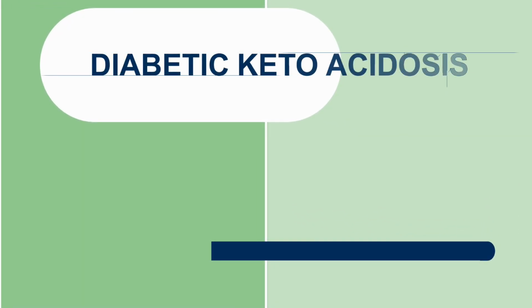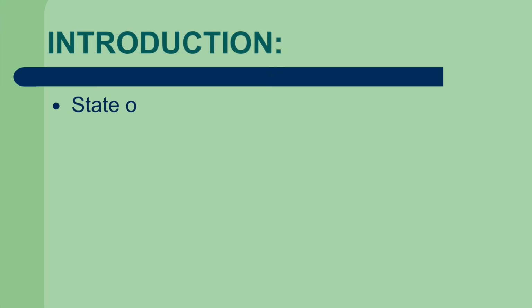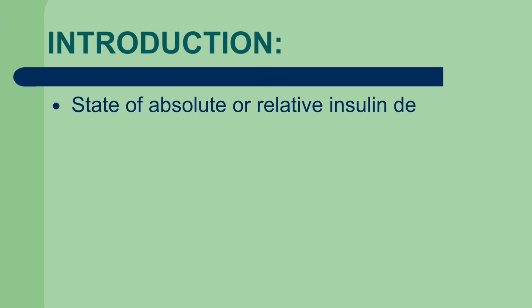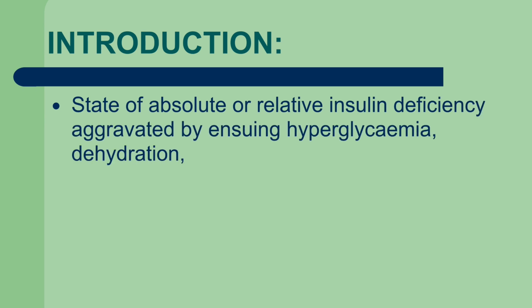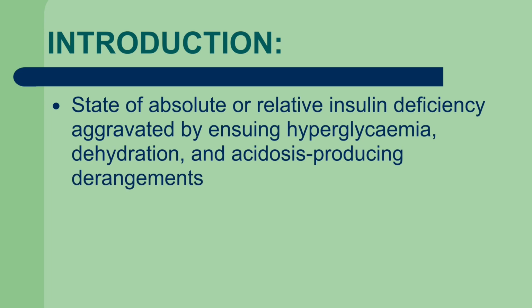Diabetic ketoacidosis. Introduction. State of absolute or relative insulin deficiency aggravated by ensuing hyperglycemia, dehydration, and acidosis producing derangements in metabolism.